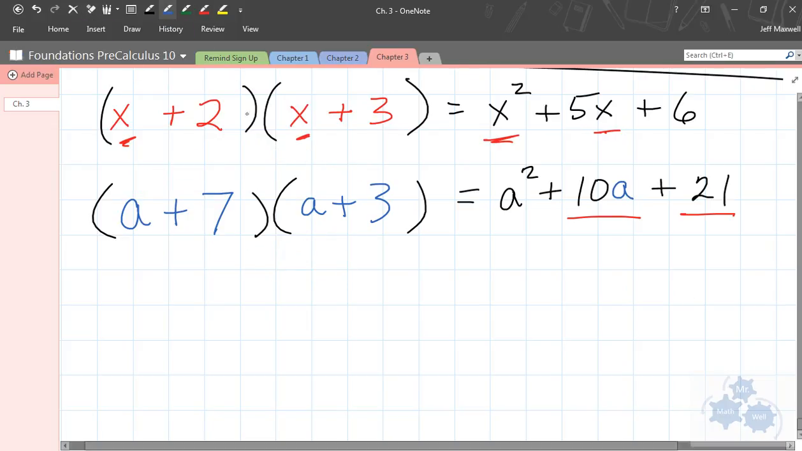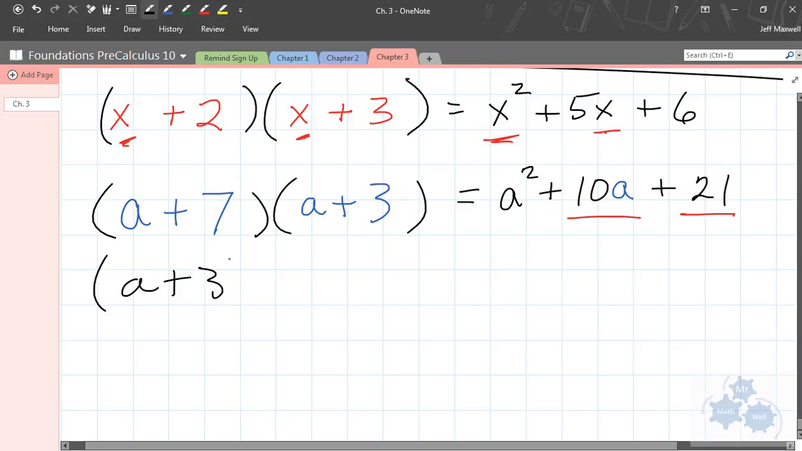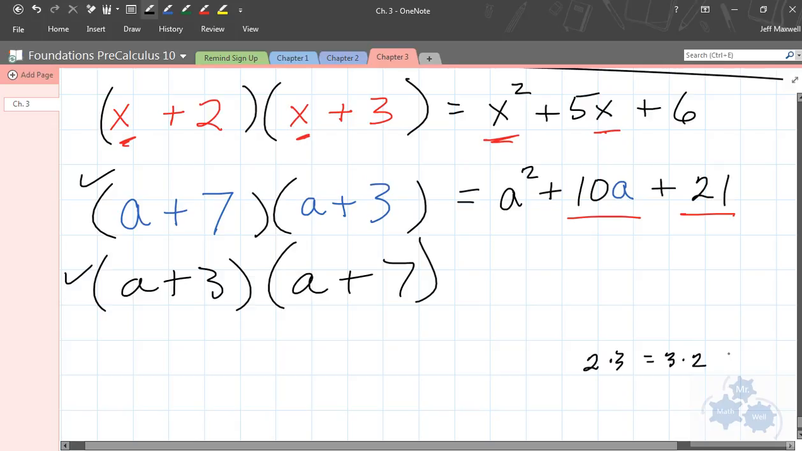Now, just a note, you could also have written a plus 3 times a plus 7. That is also correct, because the order doesn't matter when we're talking about multiplication, right? Because with any two numbers, like for example, 2 times 3 is the same as 3 times 2. That's called the commutative property of multiplication. Doesn't matter which way you go, back, forth, the multiplication is the same. All right? So it doesn't matter which one you wrote first here.